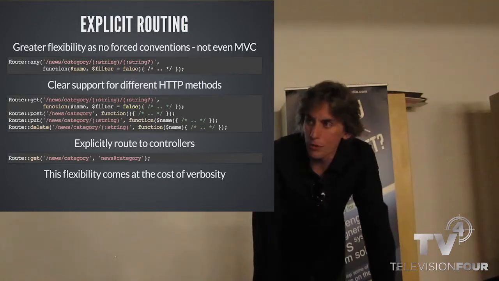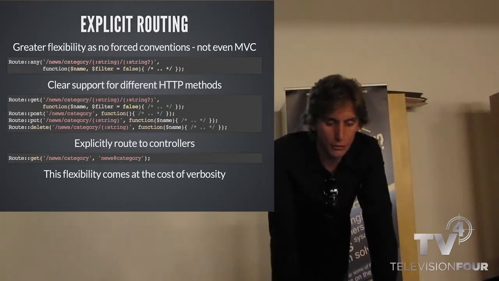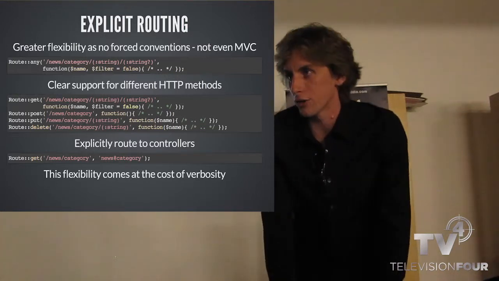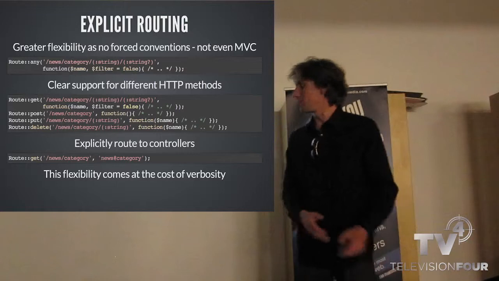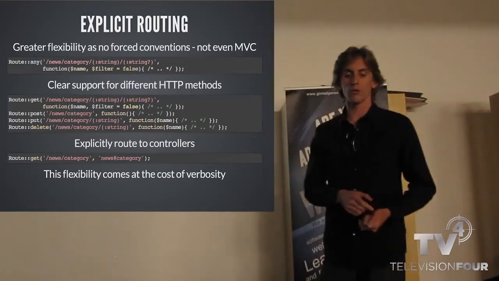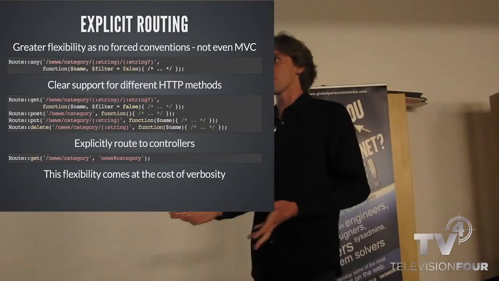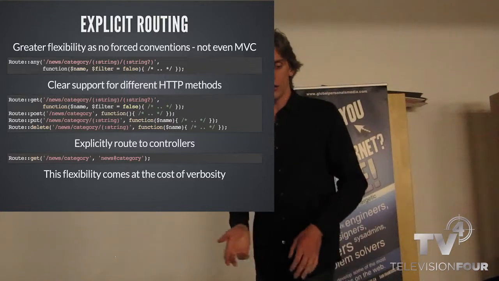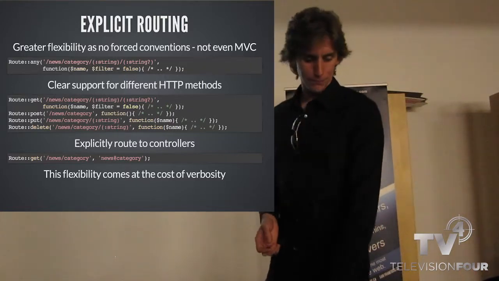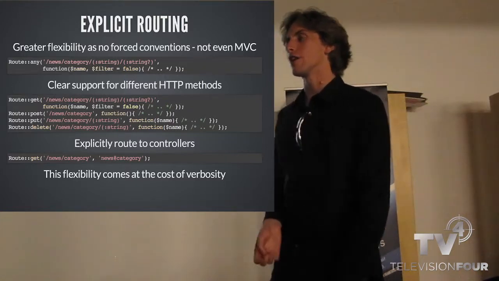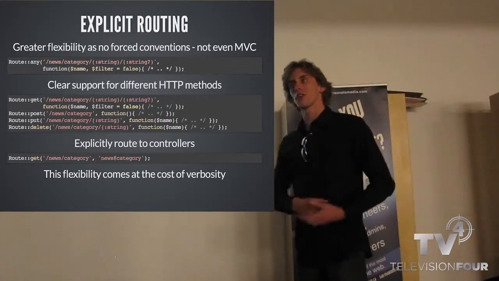And then we can explicitly route to controllers. For example, and the syntax is actually stolen directly from Rails, here you can just say, well, news category routes to the news controller category method. And it's that simple. So we've got a lot of flexibility now, but unfortunately we're also very verbose. Imagine if you're expressing all your routes like that.